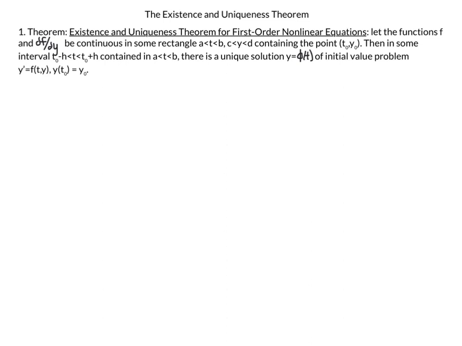Summarizing what that means: if you have this first order differential equation, it will have a solution that will be unique if f and df dy are both continuous. One thing to note, here it says that there is a unique solution in some interval, and it doesn't say it's necessarily the interval where f and df dy are continuous. It's just in some interval contained in where f and df dy are continuous. So it could possibly be a smaller interval.